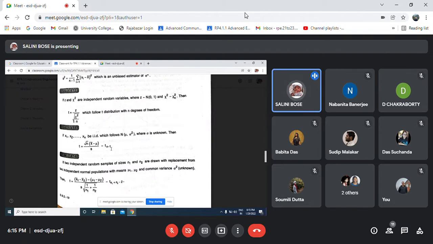So in that case, you can write t equals root n times (x bar minus mu) by s. Like the formula (x bar minus mu) by sigma by root n, the same formula, but in the place of sigma we are replacing it with s. And it's because when you are calling for the sample, your degree of freedom will be decreased by 1. That is why t equals root n (x bar minus mu) by s will follow the t distribution with n minus 1 degrees of freedom.